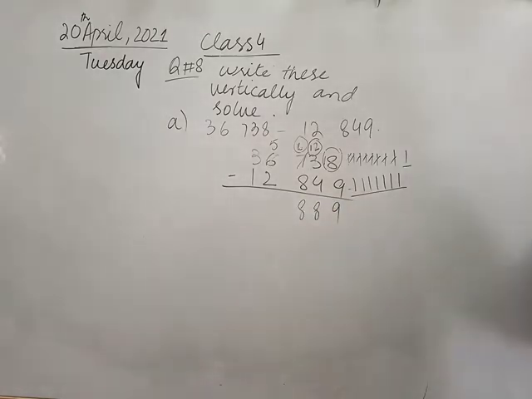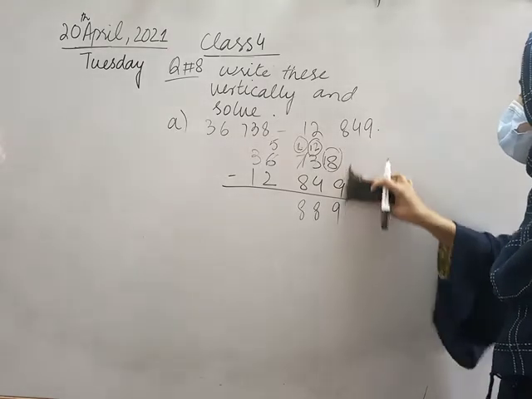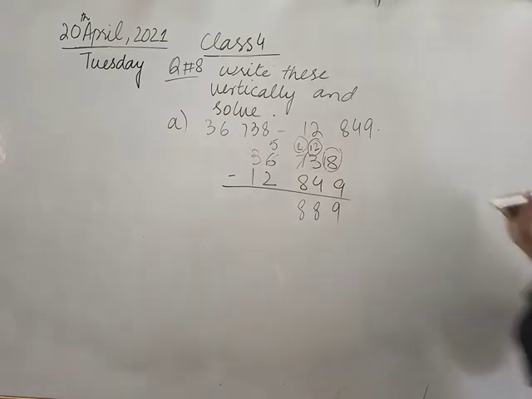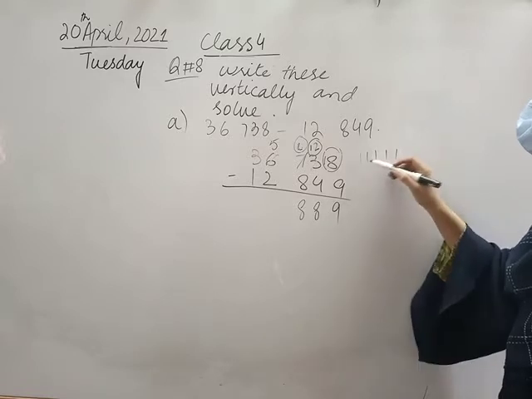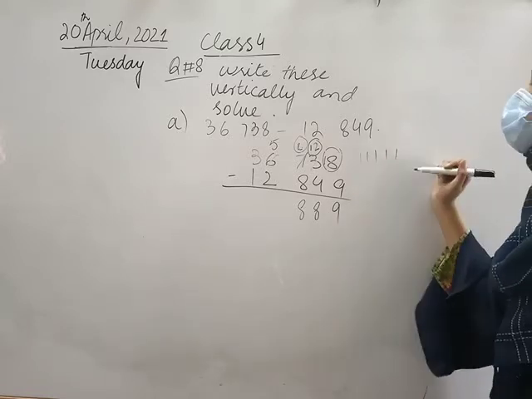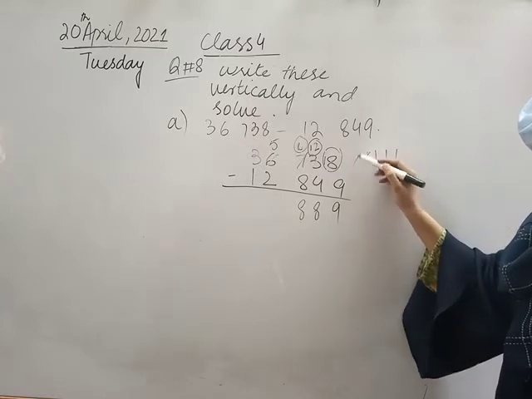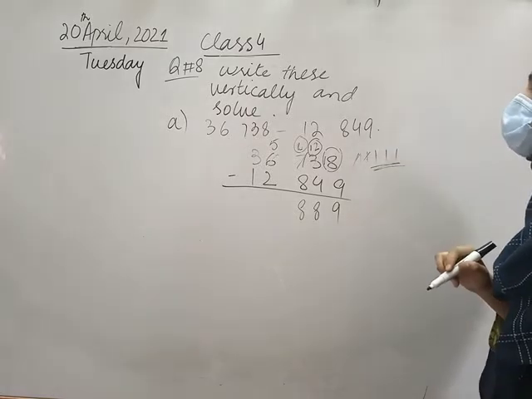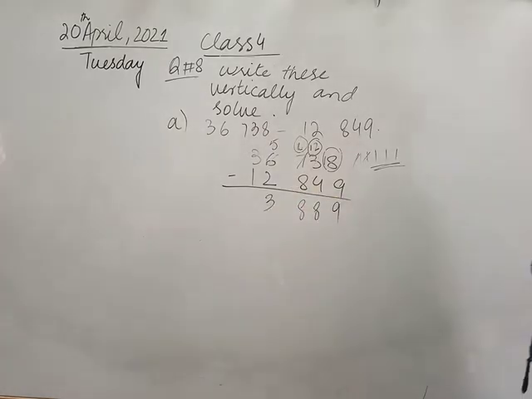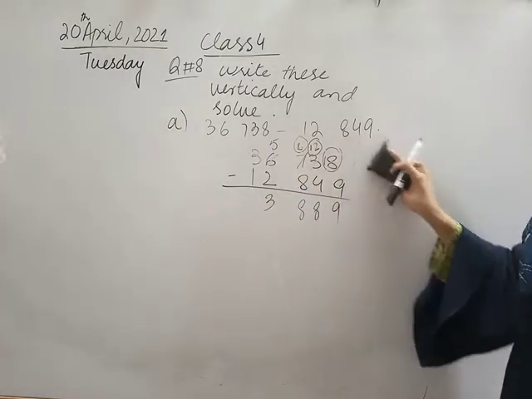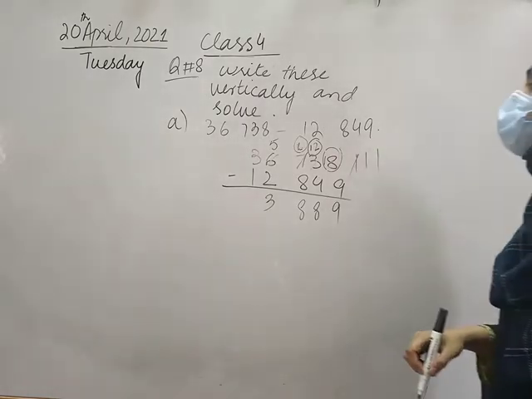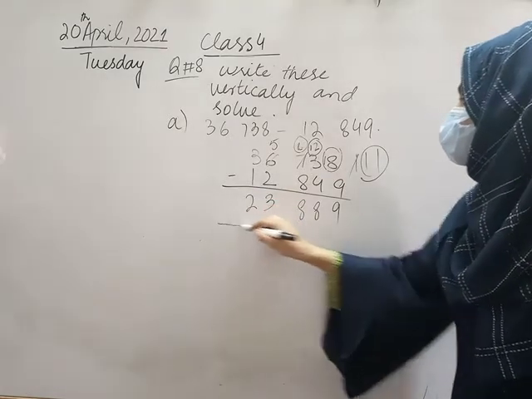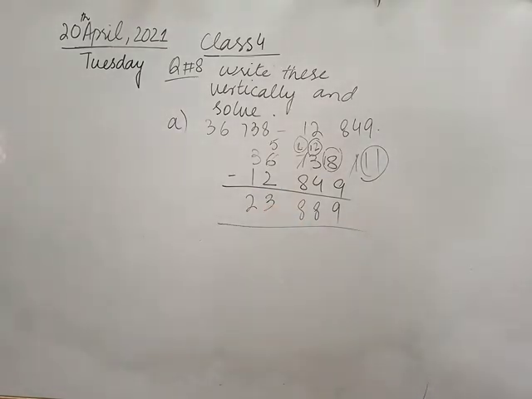Now moving towards the next, which is 5 minus 2. 5 minus 2. So 5 minus 2: 1 2 3 4 5, 1 2 3 4 5. What do we have to subtract? 2. 1 2. So how many are left? 3. Fine. For the next we have 3 minus 1. 1 2 3. We will subtract 1 from it and in total we have 2. So in the end I have 23 space 889.